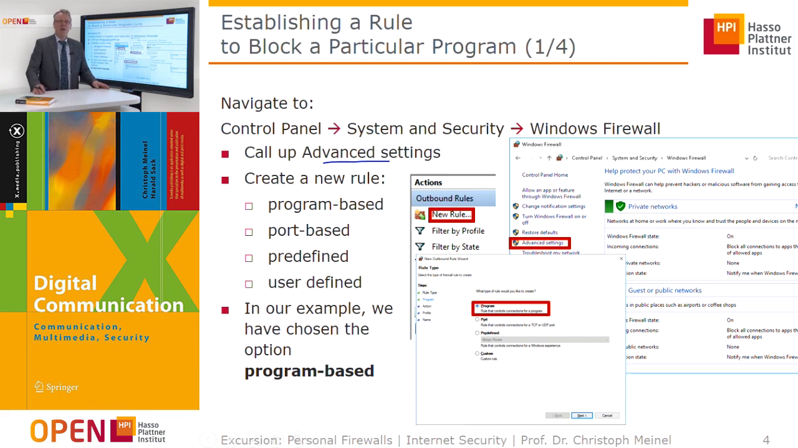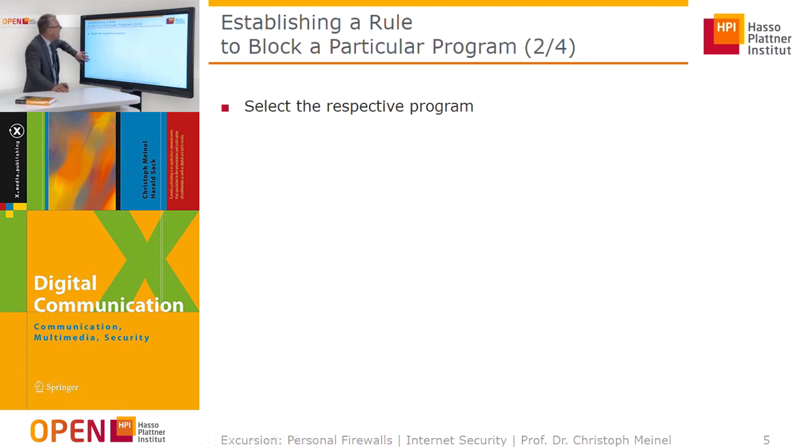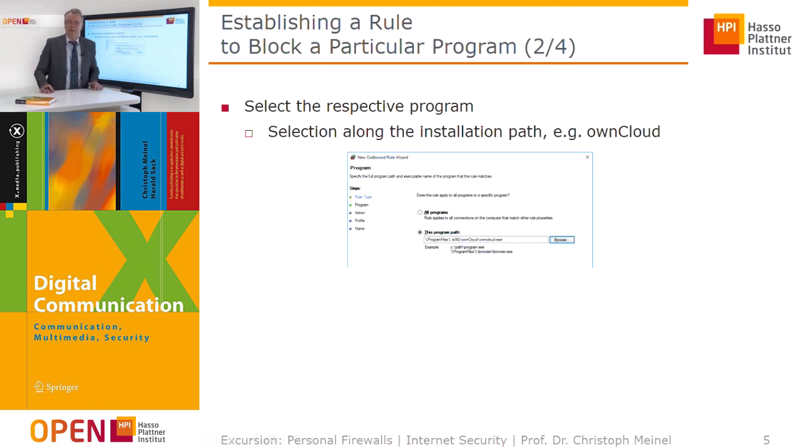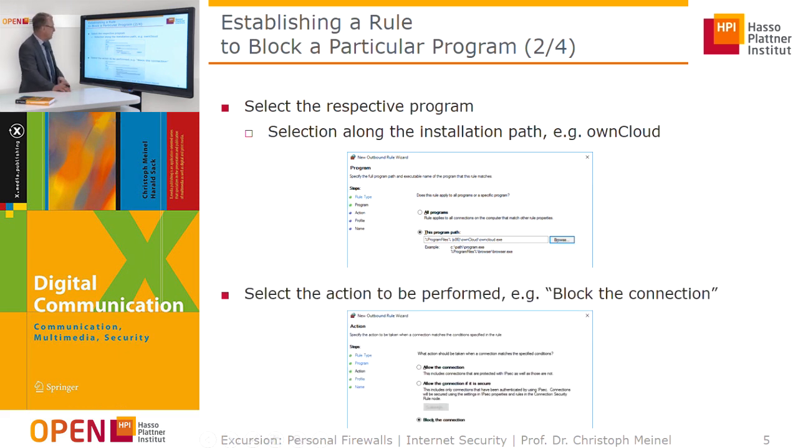We want to choose the option program-based. Then from the different choices, you select this and come to this point. Then you have to select a program the rule should be connected to, and the selection of the installation path. So, for example, we select the program ownCloud. The ownCloud is specified by giving here the installation path of that program.